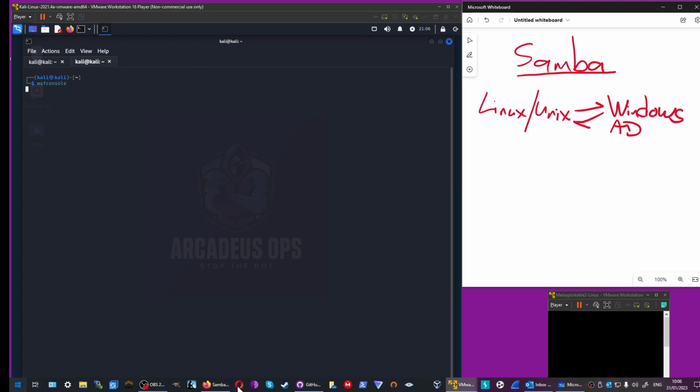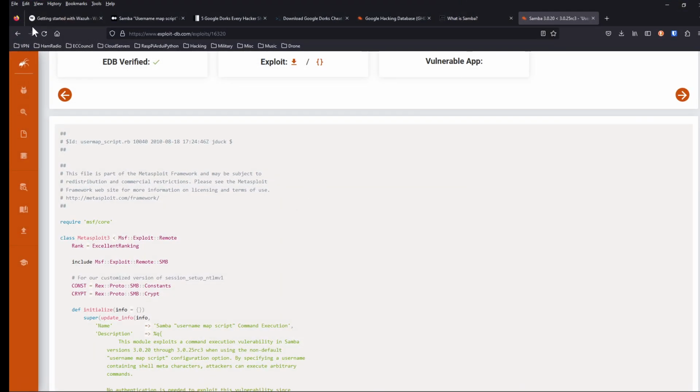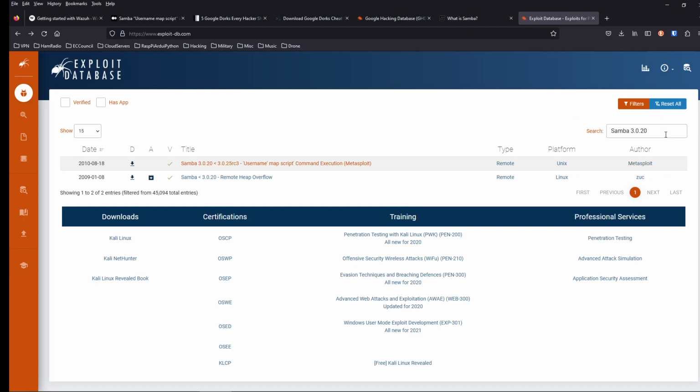Whilst MSF console is running, we can type in Samba 3.0.20 to exploitdb.com, and it's given us two possible exploit codes for this version of Samba. Now, which one do you choose? Well, as they teach you in OSCP, go for the low-hanging fruit first. Let's have a look at this one first.